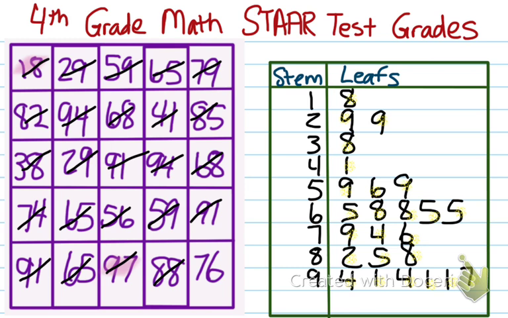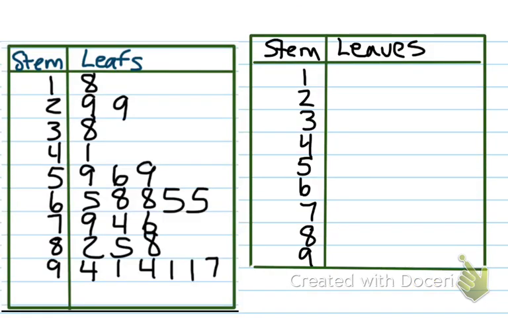The next thing we need to do is go back and put our leaves in numerical order. So I'm going to continue that. All right, so I've reset up my chart so that I can go back and put my leaves into numerical order. As you see with the stem 1, I only have 1 leaf. And with stem 2, both leaves are 9, so I can keep those the same. Stem 3, I have 1 leaf. Stem 4, I have 1 leaf. Stem 5, I have 9, 6, and 9. I need to put those in numerical order, so it would be 6, 9, 9.